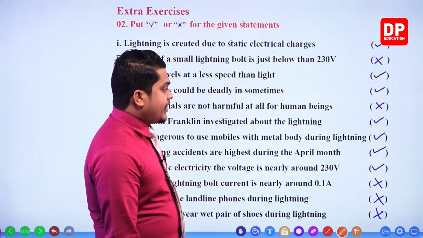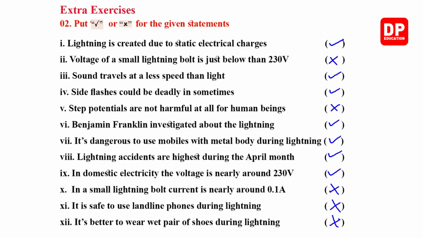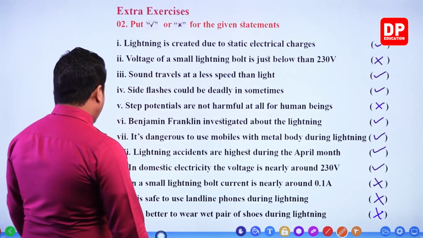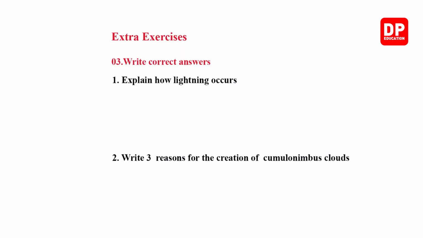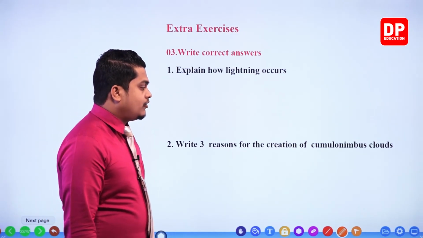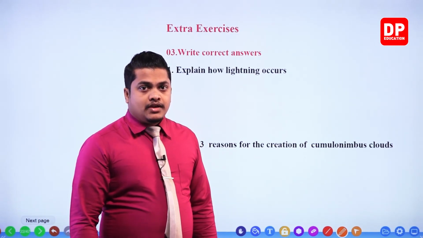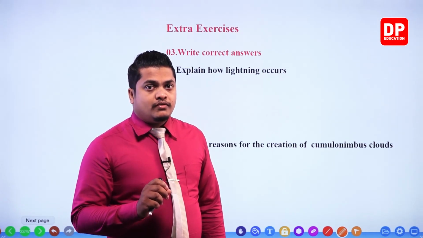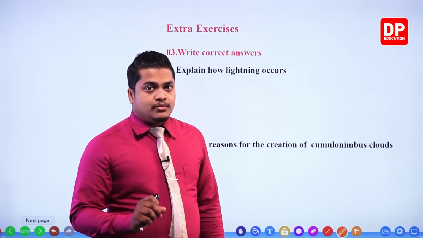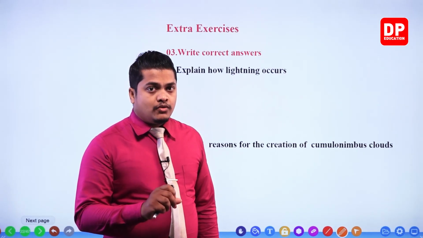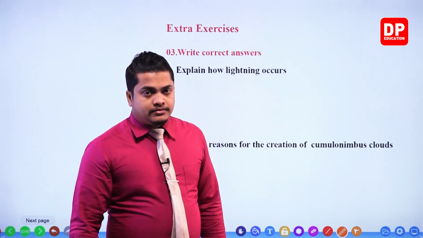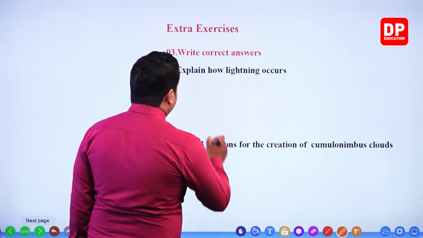Okay. Right. So these are the answers for the second question, my dear children. Now let's head on to see the next type of question. Now here you have to write down the correct answers. Explain how lightning occurs. How is lightning going to occur? Because of the accumulation of static electrical charges, right? The charges will jump from cloud to air or to ground, which is called lightning, right? So we can write the answer.